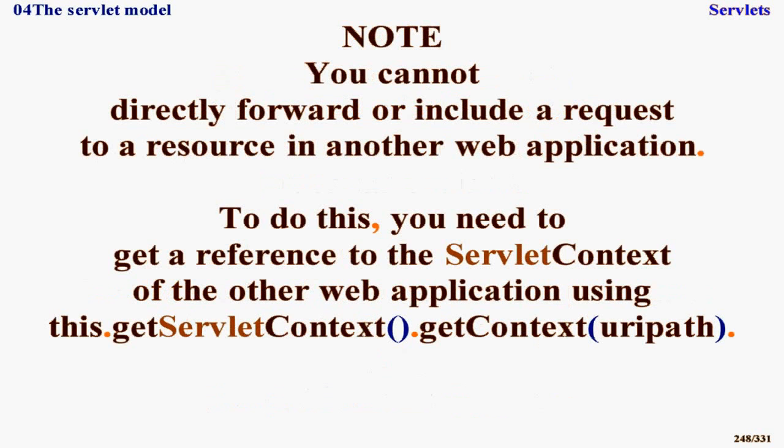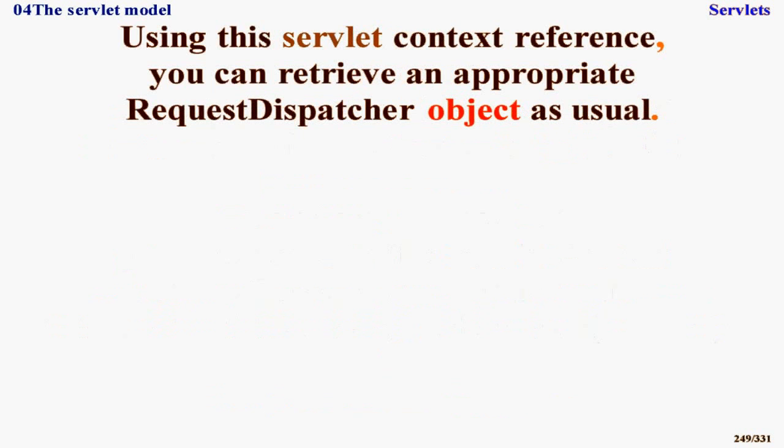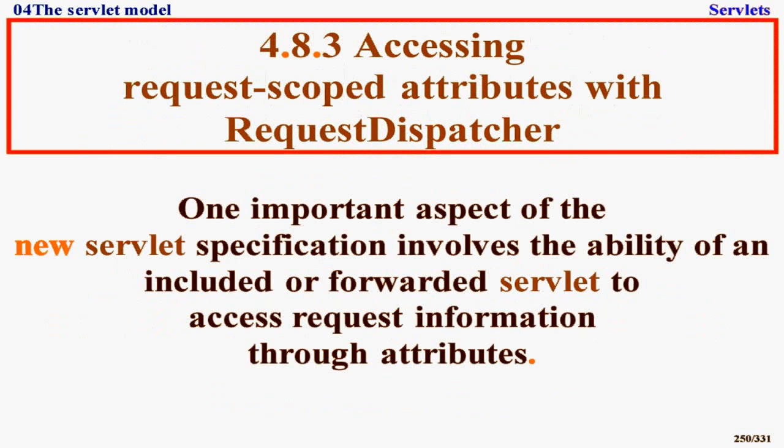Note you cannot directly forward or include a request to a resource in another web application. To do this, you need to get a reference to the ServletContext of the other web application using this.getServletContext().getContext(uripath). Using this ServletContext reference, you can retrieve an appropriate request dispatcher object as usual. 4.8.3. Accessing request-scoped attributes with RequestDispatcher.